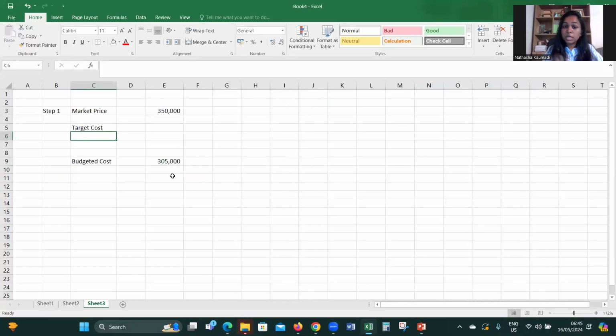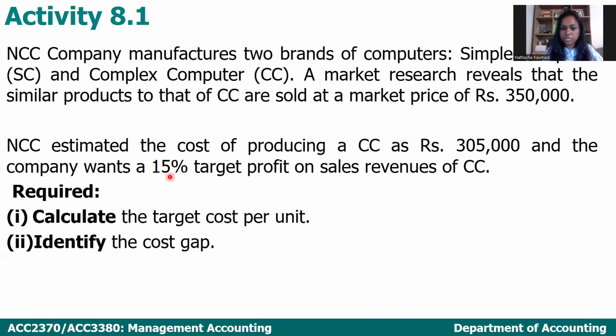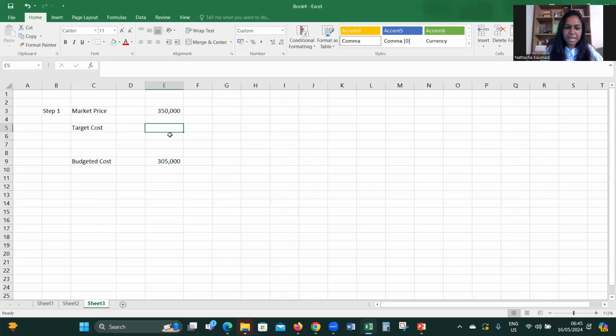I need to deduct my profit margin, 15% profit margin from 350. So this is a profit margin, right? Simply, I need to deduct 15%, which means if I multiply 350 by 0.85, that is 85%, then I have the target cost, like this: 297,500.